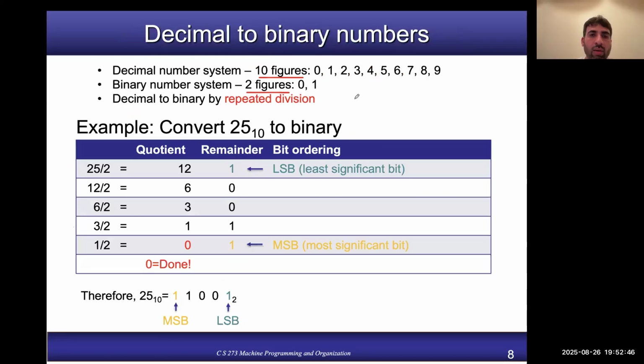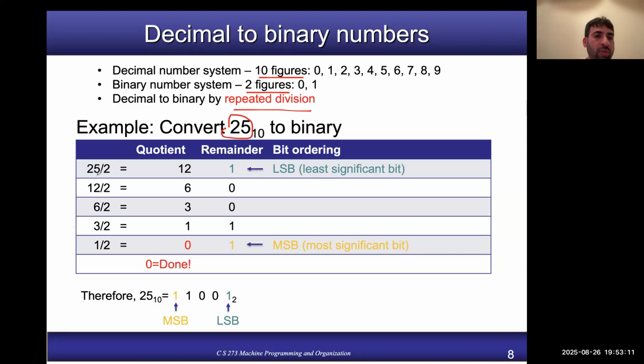So to convert a number from the decimal system to its equivalent number in the binary system, we can do repeated division. What does it mean? Let's try to understand using an example. Let's try to convert 25 to the equivalent binary number, right? 25 we have in the decimal system. So what you do is you divide 25 by 2 and you write the quotient and remainder. If you divide 25 by 2, your quotient will be 12, your remainder will be 1.